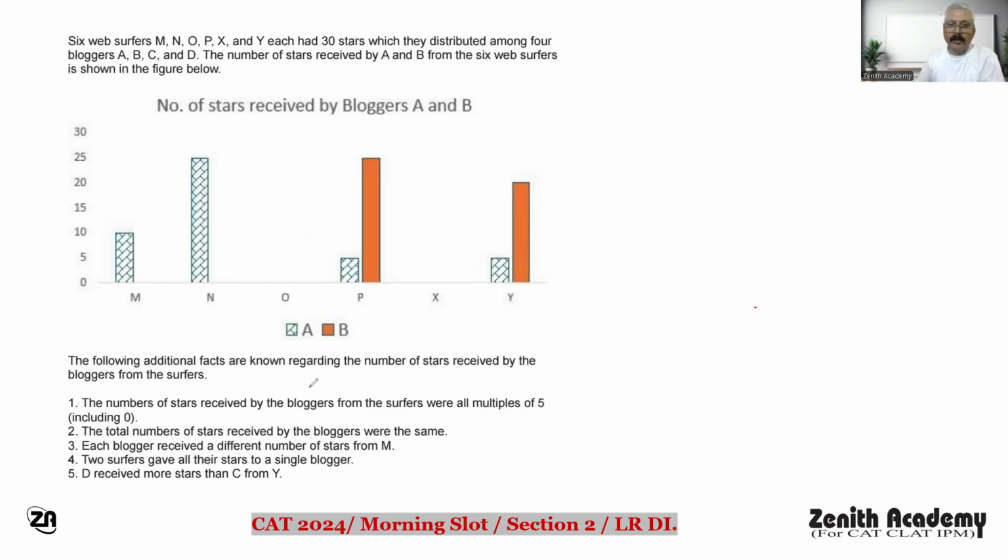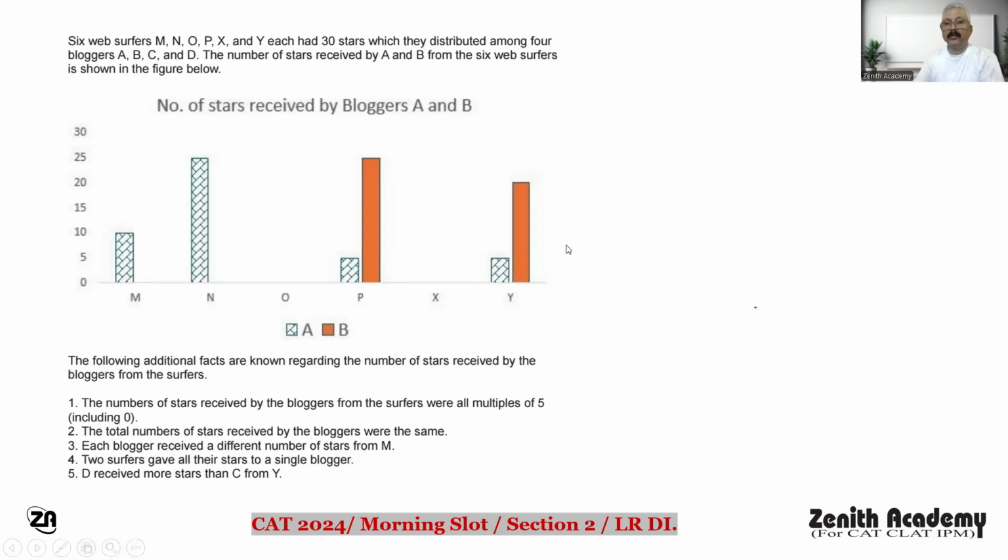The following additional facts are known regarding the number of stars received by the bloggers from the surfers. 1. The number of stars received by the bloggers from the surfers were all multiples of 5, including 0. 2. The total number of stars received by the bloggers were the same. 3. Each blogger received a different number of stars from M. 4. Two surfers gave all their stars to a single blogger, and 5. D received more stars than C from Y.